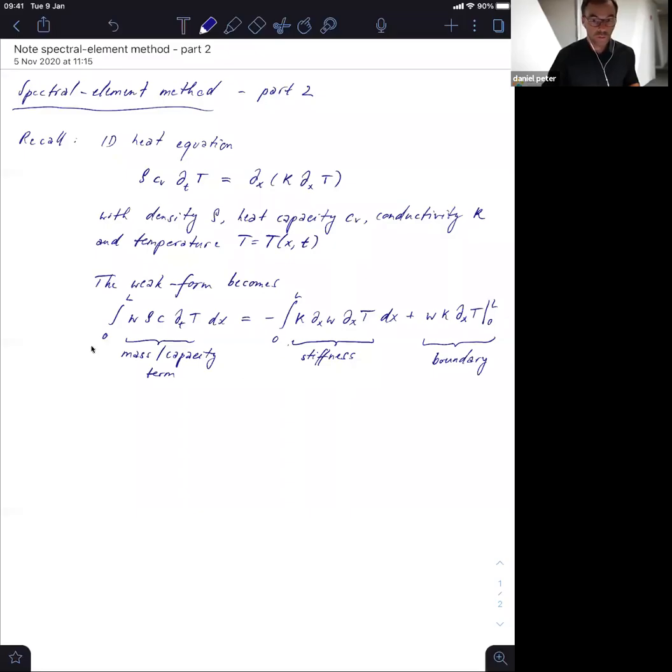So for the matrix form, let me start with first recalling what the equation is that we look at. And for that, I share the iPad here. Let's hope it works this time. Right. So you should see the whiteboard, no? We are seeing it. Good.